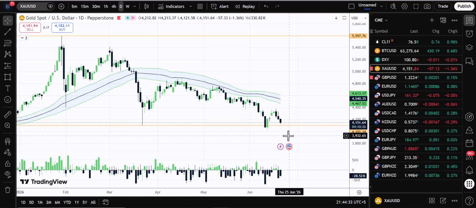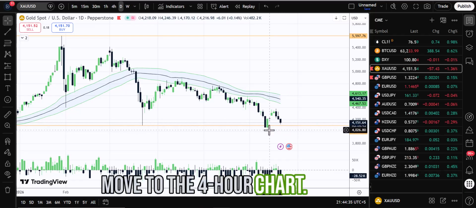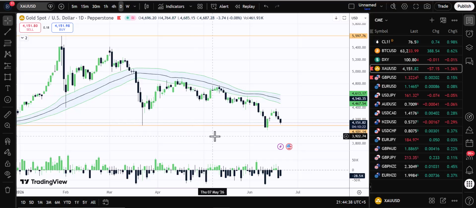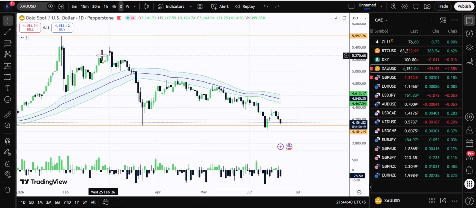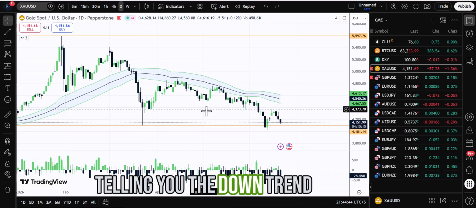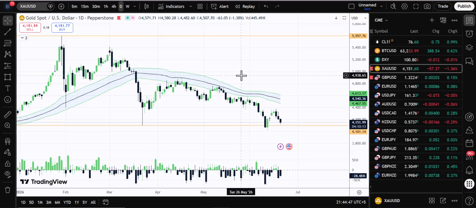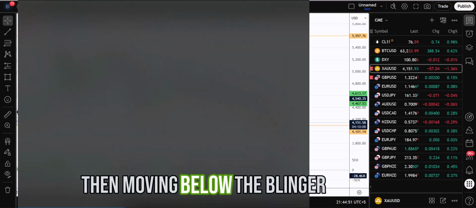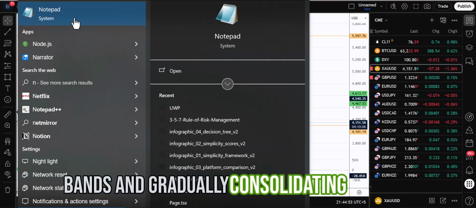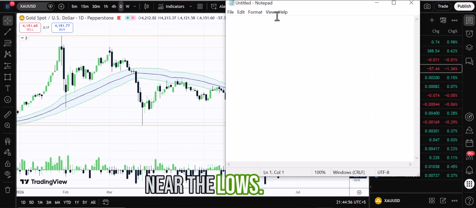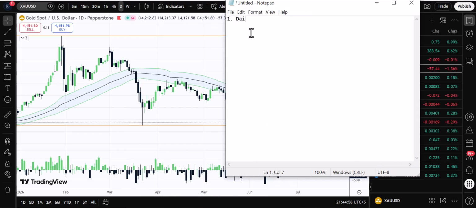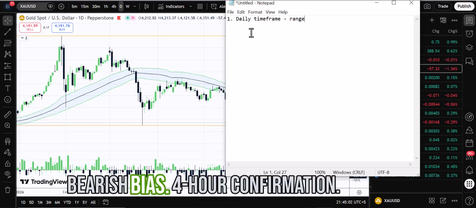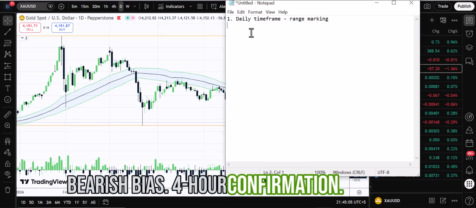Second is, let's move to the 4-hour chart. The 4-hour chart is also telling you the downtrend, as here is a very big engulfer candle and then moving below the Bollinger Bands and gradually consolidating near the lows. This also confirms bearish bias. 4-hour confirmation.